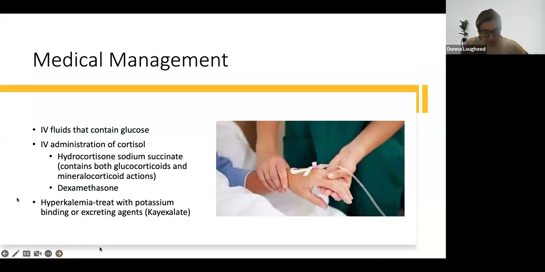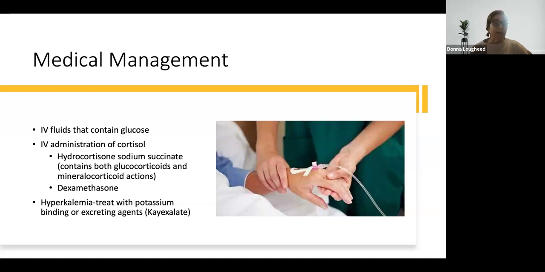So medical management. How do we manage it? Now we're talking about primary. Replacement of cortisol is the definitive treatment of adrenal insufficiency. Patients who present with acute adrenal insufficiency, acute meaning it's happening now, it's not chronic, require emergency stabilization with IV fluids and glucose.